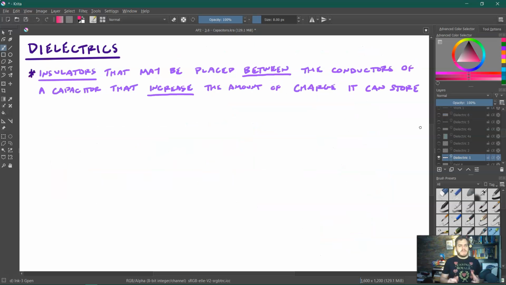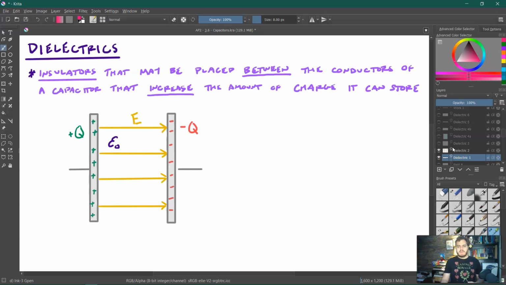So let's talk for a second about what a dielectric is. Dielectrics are insulators, and that's really key, that may be placed between the conductors of a capacitor that actually increases the amount of charge that the capacitor can store. Well, how exactly does this work?